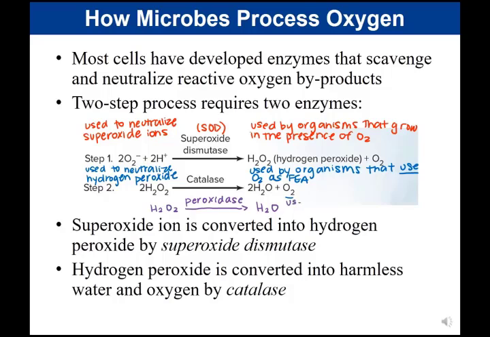So this is used by organisms that grow in O2, but don't use it. And again, that's because if the organism does not use O2, it doesn't want to form more O2 gas. So instead of using catalase, the bacteria would use peroxidase. They would still neutralize hydrogen peroxide, but they're going to form the product of just water.